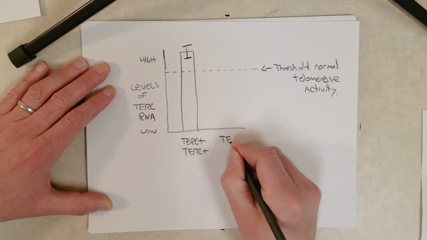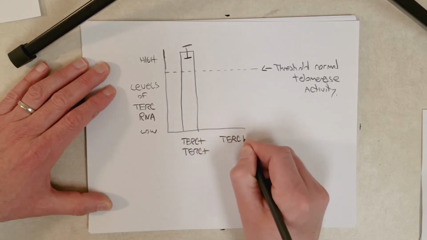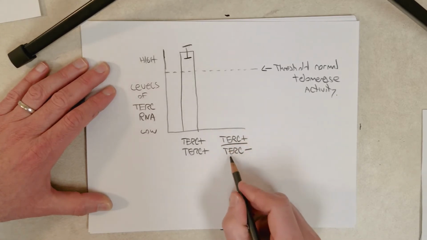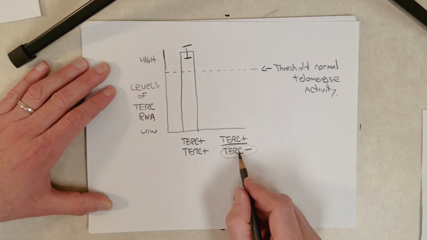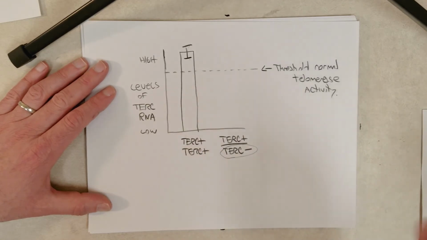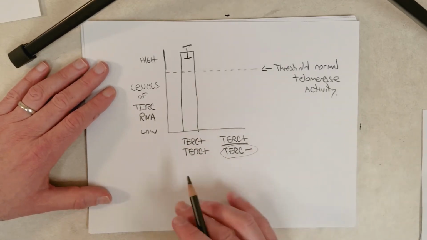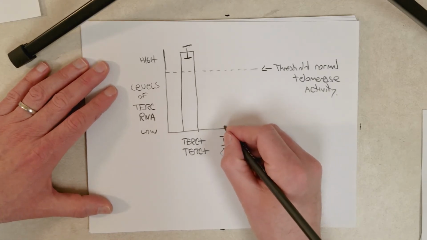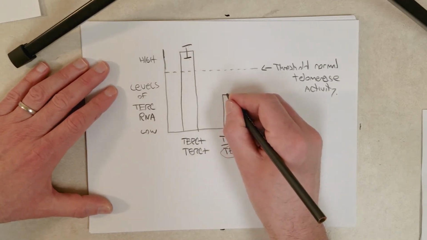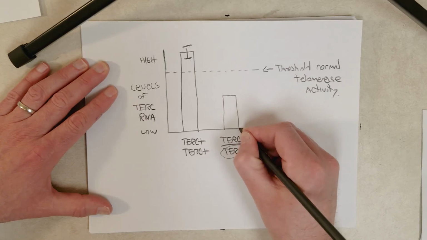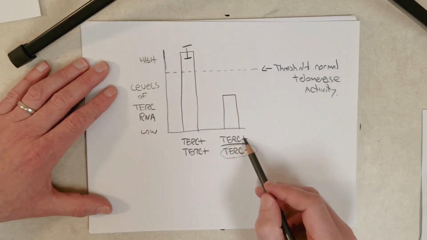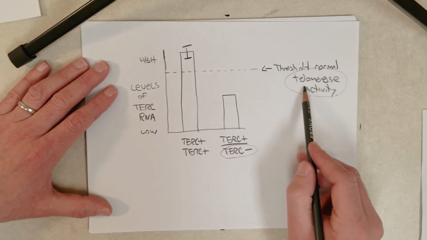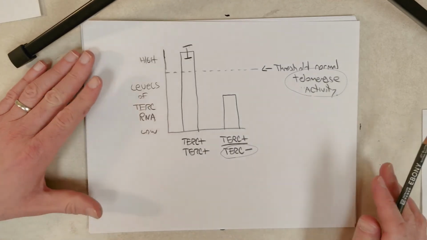Now, TERC plus, TERC minus heterozygous individuals, this copy could be null. It makes a totally non-functional RNA molecule. Maybe the RNA molecule is mutated, so it's non-functional. So they may only express this much of the functional TERC plus RNA. So telomerase activity is not normal, and as a result, the telomeres will shrink over time.